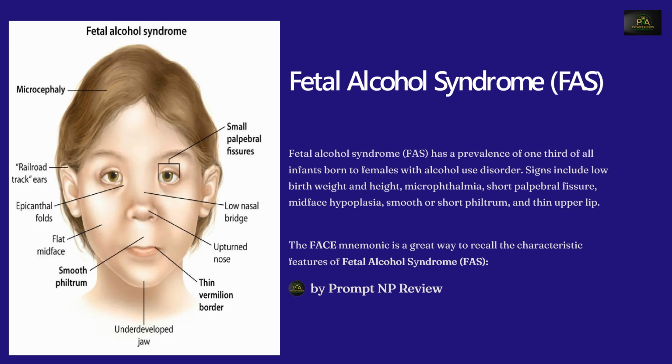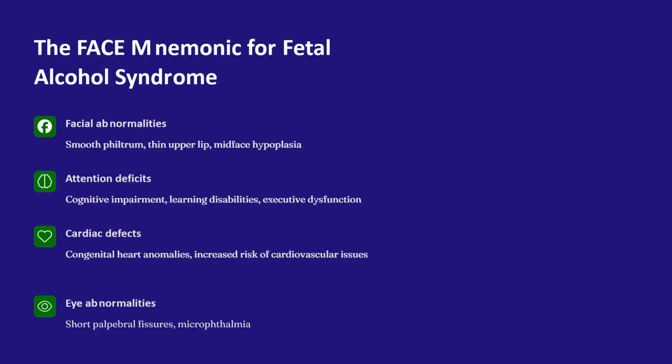So just a quick way to remember, using two acronyms or two mnemonics, is either you use the FACE mnemonic. So face, you see all those facial abnormalities. So what are you going to see? What are those abnormalities you can see? The smooth philtrum, the thin upper lip, the mid-face hypoplasia.